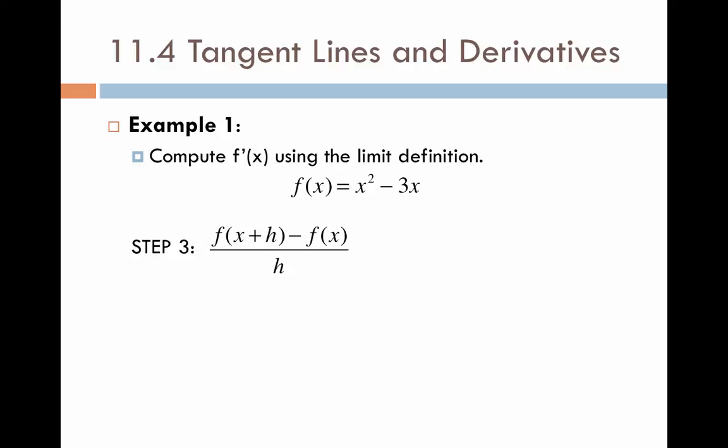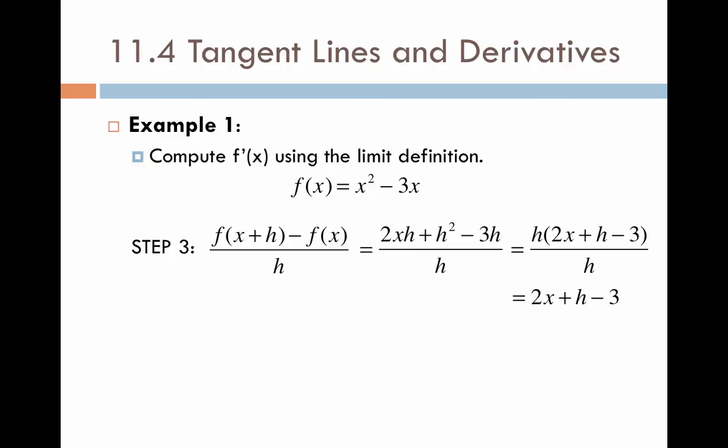And then step 3, we want to divide the answer we got from step 2 by h. So this is what we want to find now. And we want to simplify this. Notice how there's an h in each term in the numerator. We can factor out an h in the numerator. Then the h in the numerator and the denominator cancel, and this is what I get.